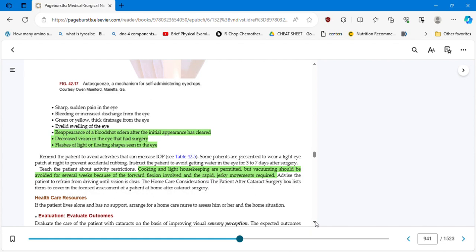Okay, so you are going to have a bloodshot sclera after surgery. And then this bloodshot sclera is going to disappear. But if you got another one post surgery after you saw that this was clear, then that's a problem. Decreased vision also is a problem. Flashes of light or floating shapes seen in the eye.